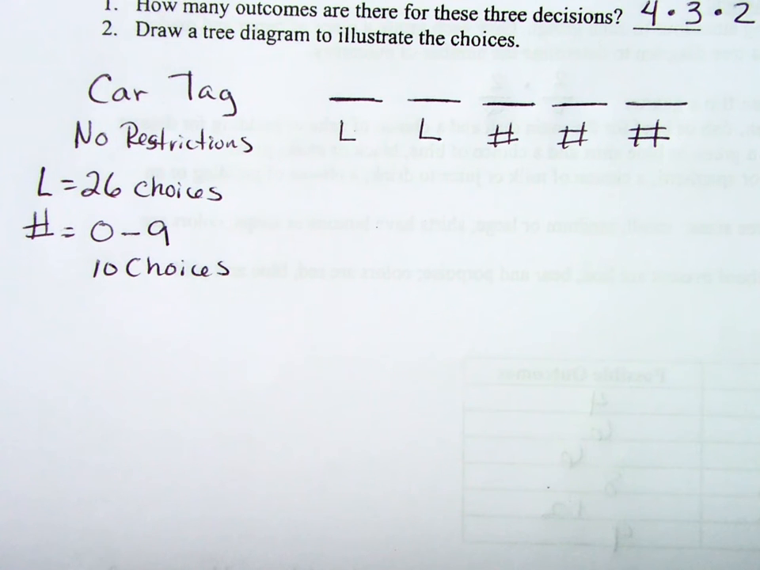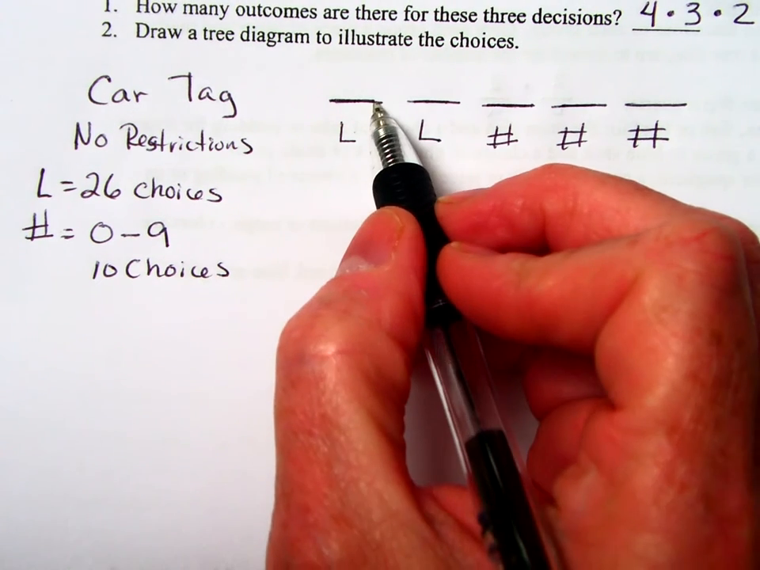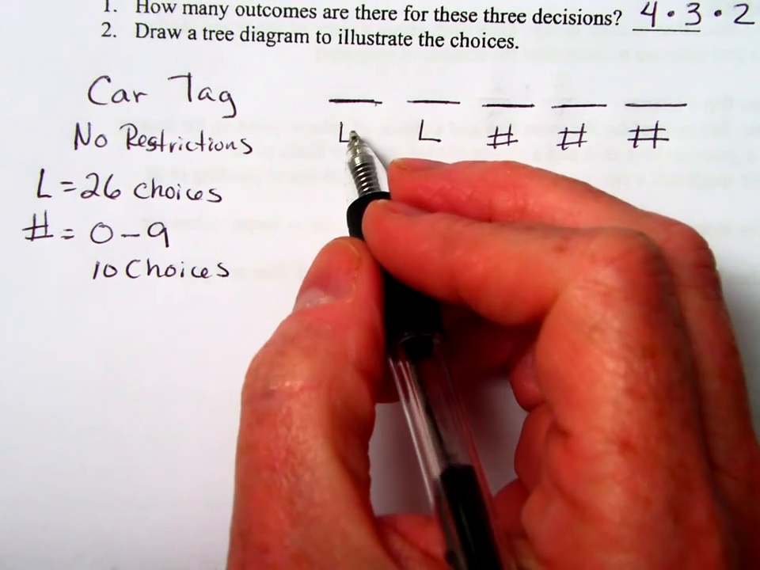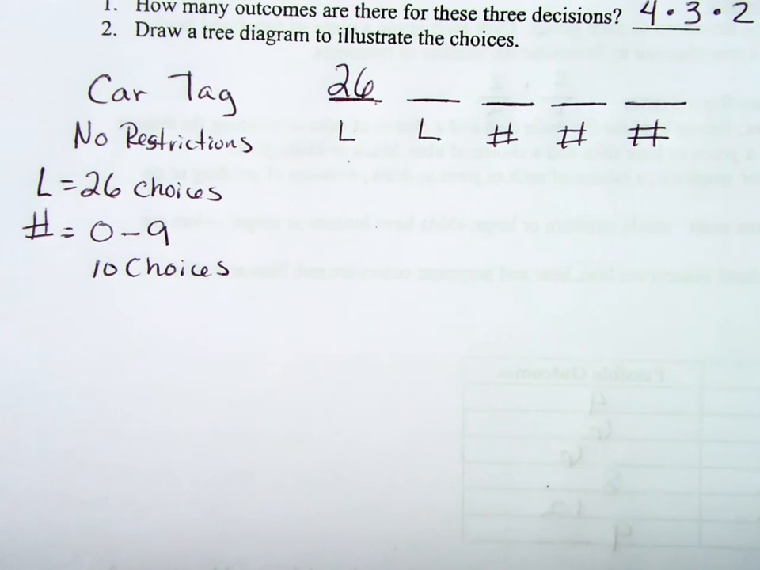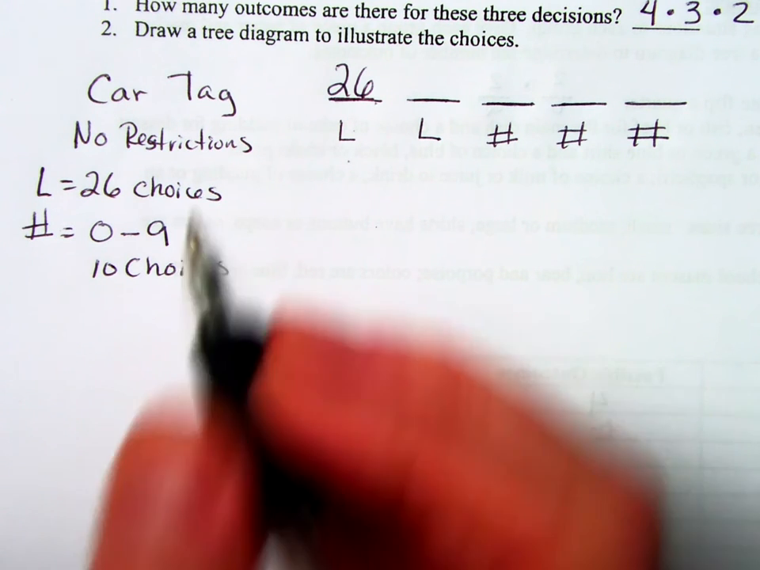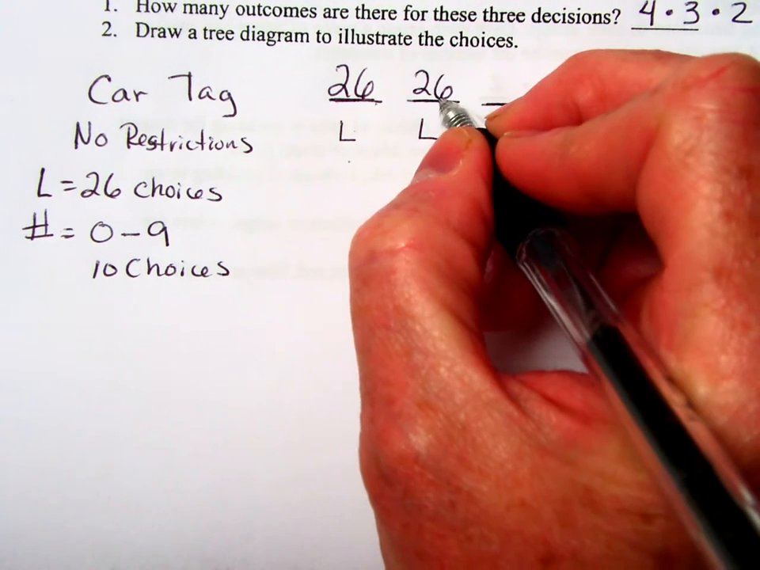So if there are no restrictions on my car tag right now, how many choices will there be for the first letter? There will be 26 letters in the alphabet. I can pick any one of those out of the 26. Are there 25? Nope, there's no restrictions. 26, my bad. Things can be repeated, all right? So there's no restrictions. You can repeat them or whatever. So the second choice would also be 26, okay?